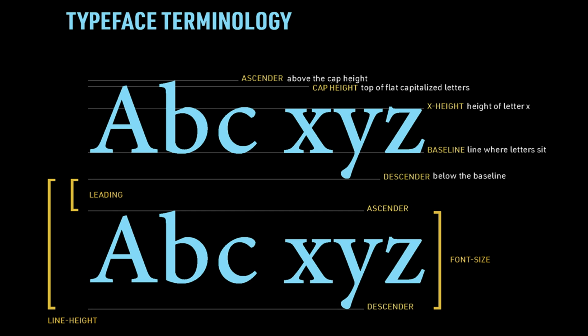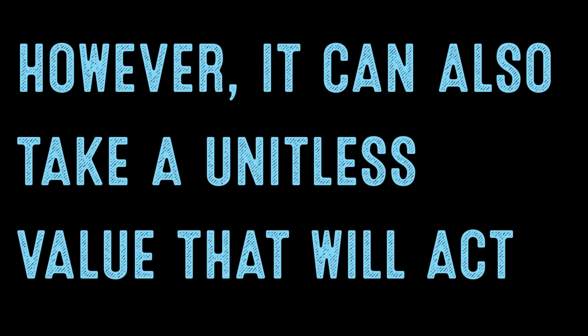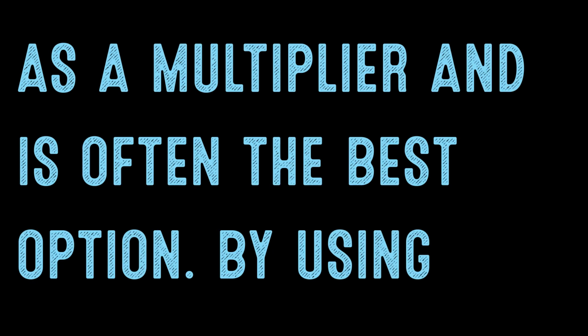The font size is the distance between the ascender and the descender. The line height is the distance between the descender and the descender of the line of type above. The difference between the font size and the line height is the leading. So by adjusting the line height, we adjust the spacing between lines of text. Just like font size, it can take many length and size units. However, it can also take a unitless value that will act as a multiplier and is often the best option.